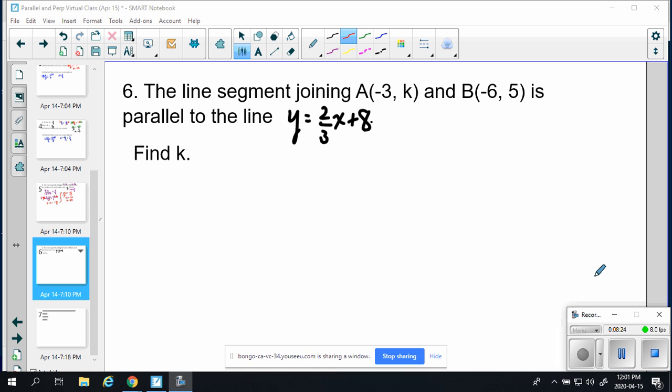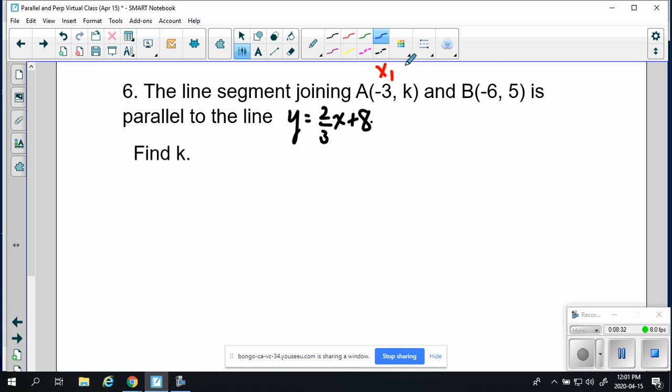In this example, we can set it up the same as we did last time, which is that we can set up using the slope formula, x1, y1, x2, y2, and we can figure out the slope. So y2 minus y1 over x2 minus x1. But what do I set that equal to? I need some kind of slope.